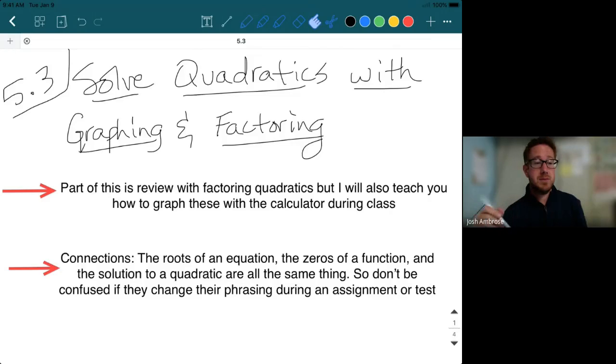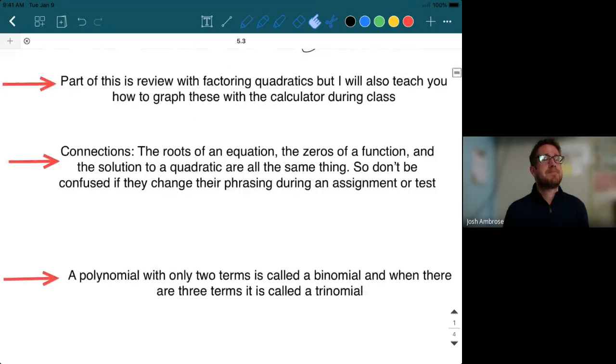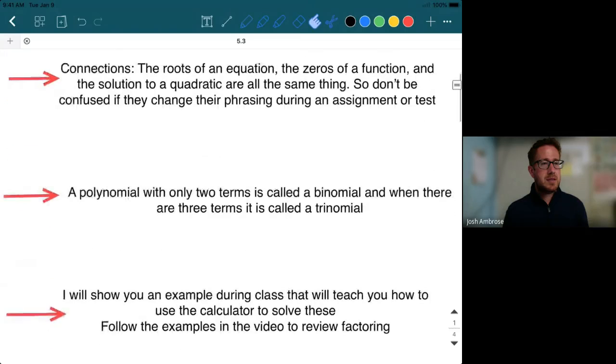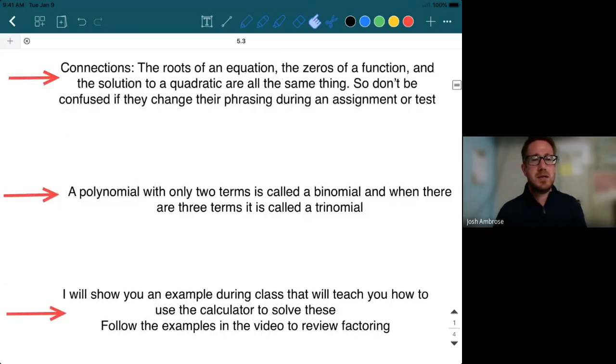Factoring is something that you've already done. You did that in Algebra 1. You may have done even a little bit of it in geometry, but it's a bit of review. So right here, this next note talks about connections: the roots of an equation, the zeros of a function, or the solution of a quadratic. All of those phrases mean the same thing. So don't be confused by that last little sentence. If they change the phrasing and say, what are the roots? That just means solve it. Find the zeros or find the solution of the quadratic.